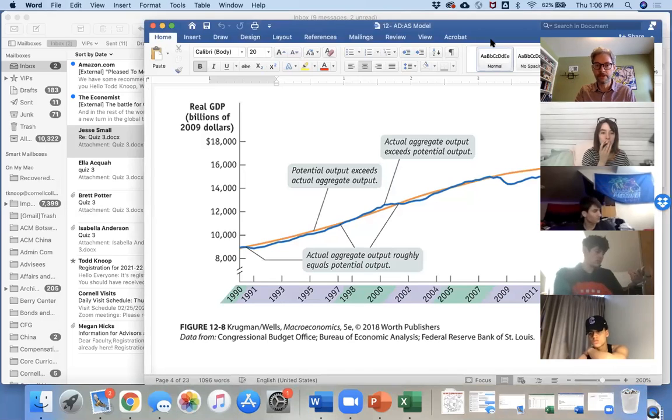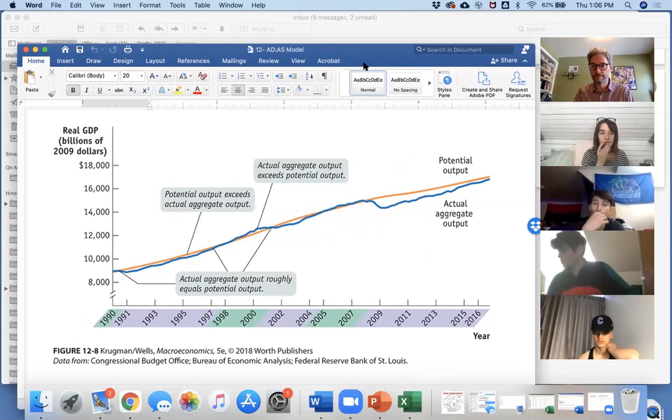Okay, is this showing up for you? It's a graph here with orange and blue lines. Is that working? Okay. Once again, it's a little clunky on my screen.